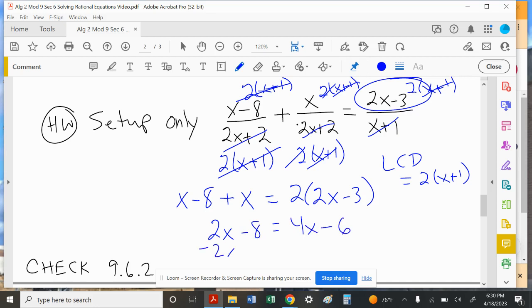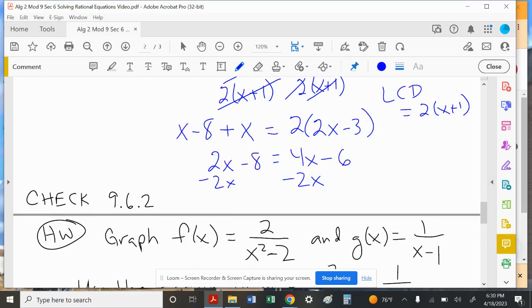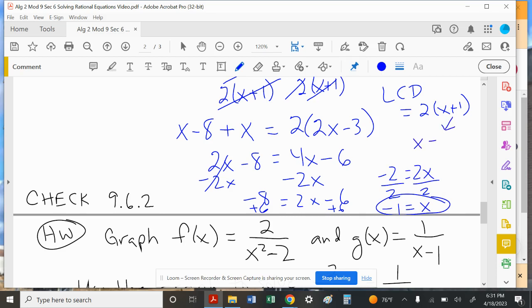I'm going to subtract 2x from both sides. I don't like to have a negative number next to the x, even though it doesn't really matter. I then have negative 8 equals 2x minus 6. I'm going to add 6 and add 6. So I get negative 2 equals 2x. Divide both sides by 2. Negative 1 equals x. So that's my potential answer. Notice that based on the solution, x cannot equal negative 1. So therefore, that answer doesn't work, and there is no solution.